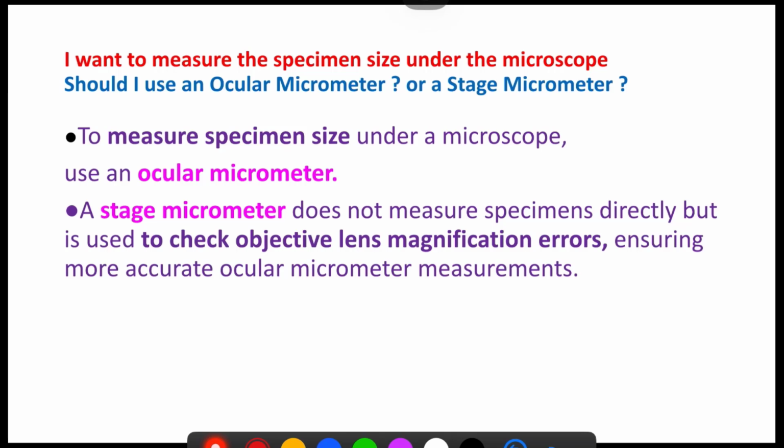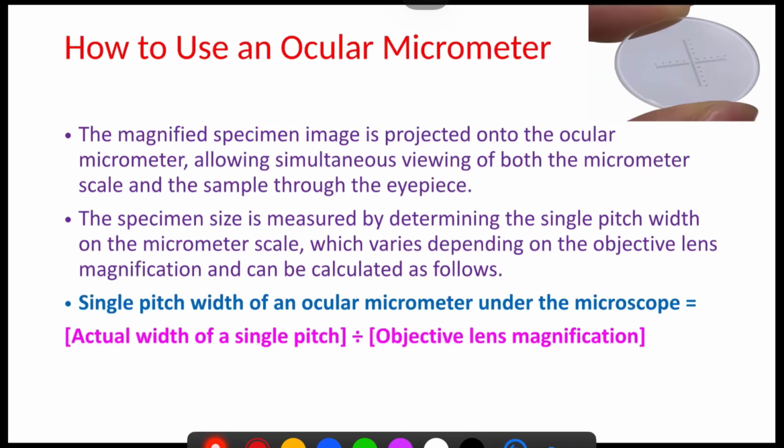Now I want to measure specimen size under the microscope. So what should I use, the ocular micrometer or the stage micrometer? The basic thing is, when you want to measure specimen size, you have to use the ocular micrometer, and the stage micrometer is used to check magnification errors of the objective lens, right?